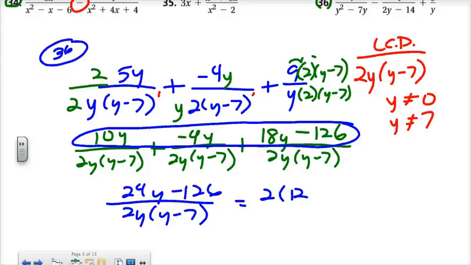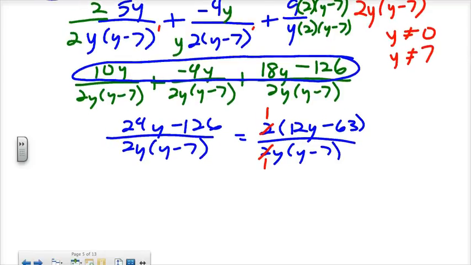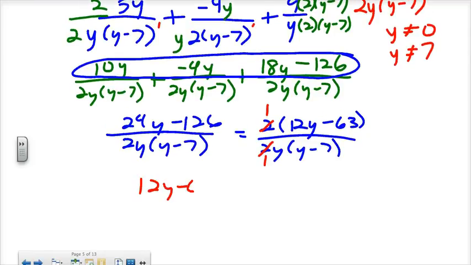And then 126, pardon me, divided by 2 is 63. All over 2y times the quantity y minus 7. So the 2's cancel out. And we get to this point, and we have 12y minus 63 all over y minus 7. So we start thinking, hey, wait a minute, 3 goes into both of those. Is there anything bigger that goes into both of those? There's not, but we try it.